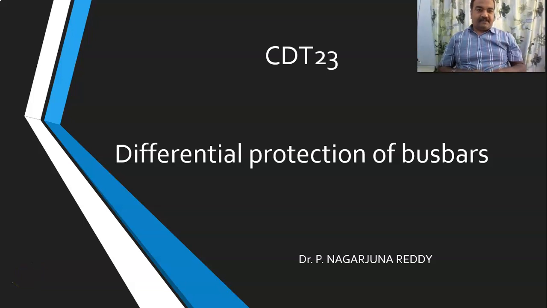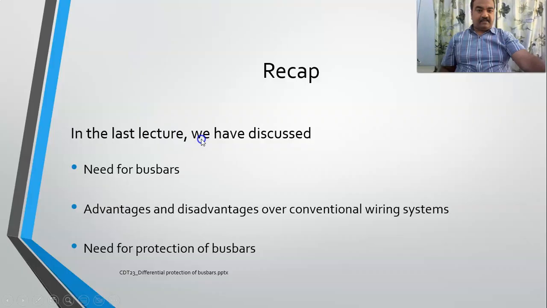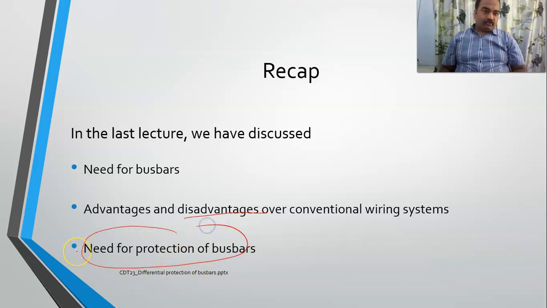Good morning. Today we'll discuss differential protection of busbars. In the last lecture, we saw the need for busbars, and the advantages provided by the electric busbar system when compared to a conventional wiring system. Also, we saw the limitations of the busbar system. And at the end, we saw why we should go with protection of busbars, along with the common faults which do happen at the busbars.